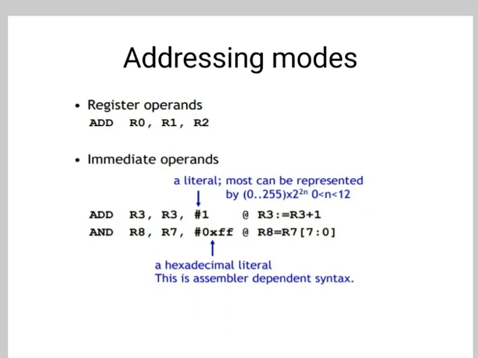Now immediate operands. So here add r3, r3, #1. The first r3 is our destination. So r3 is equal to r3 plus 1. #1 is its value.